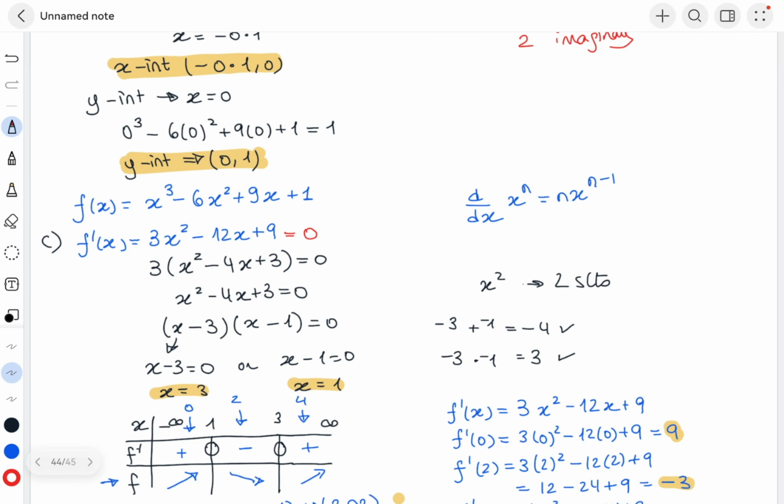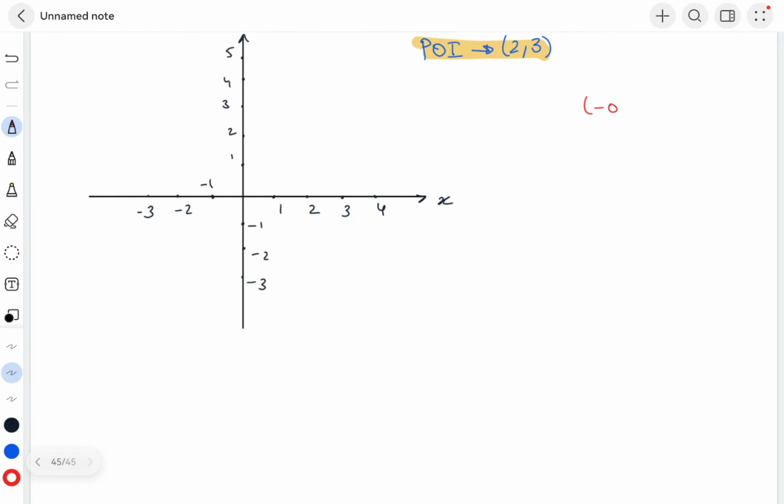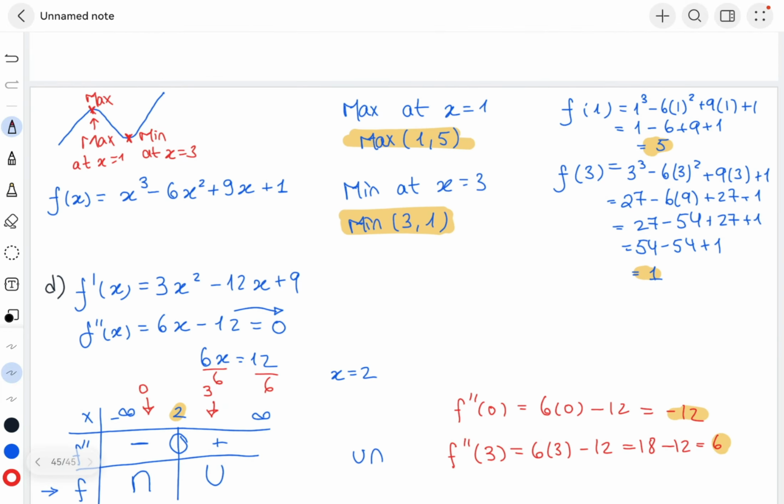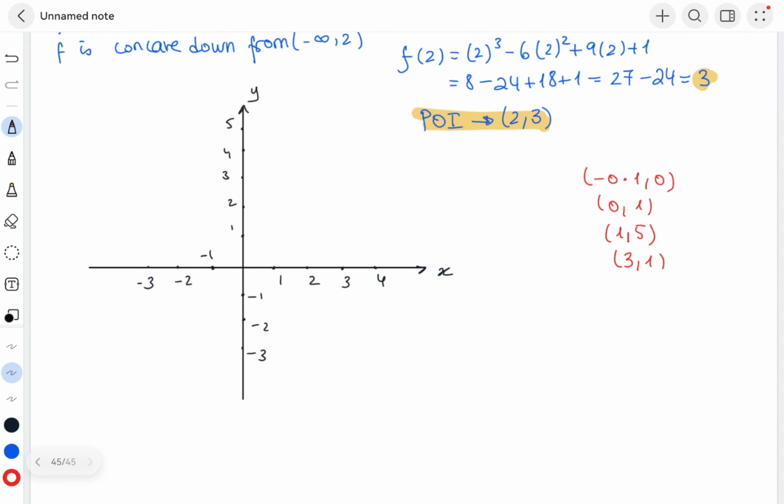We have as x-intercept (-0.1, 0), as our y-intercept (0, 1). And we have our maximum at (1, 5), minimum at (3, 1). So max at (1, 5), and minimum at (3, 1). And we have our point of inflection at (2, 3).